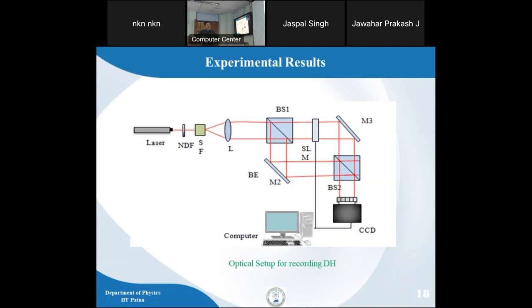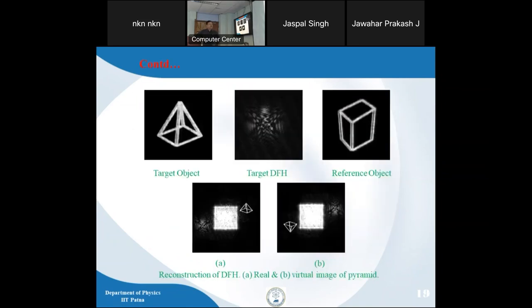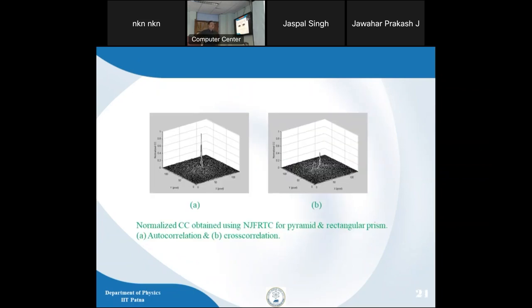This is the experimental setup for recording the digital hologram. We start with the laser, then the laser beam, then this is how we can record the hologram. So record the hologram of one object, record the hologram of the another object. So this is the target object, this is the hologram of this object, and this is the reference object. Now matching this object with this one, this is what the reconstruction of the hologram will tell you. If you are matching them, these are the results.